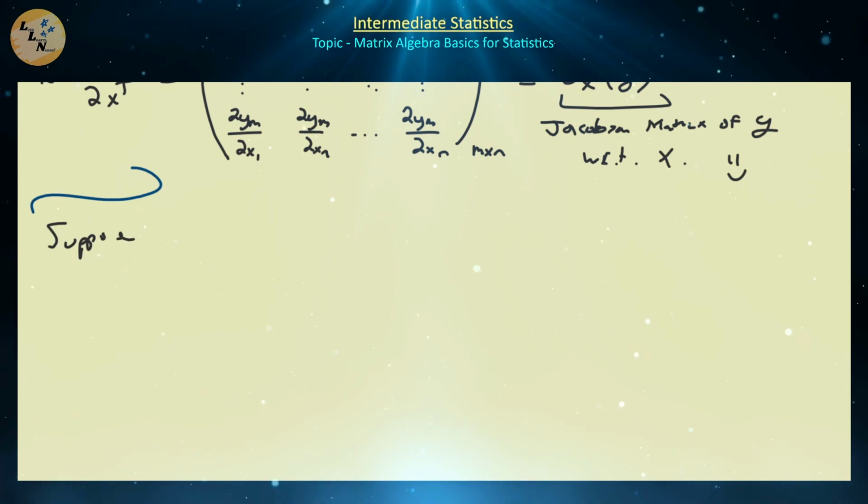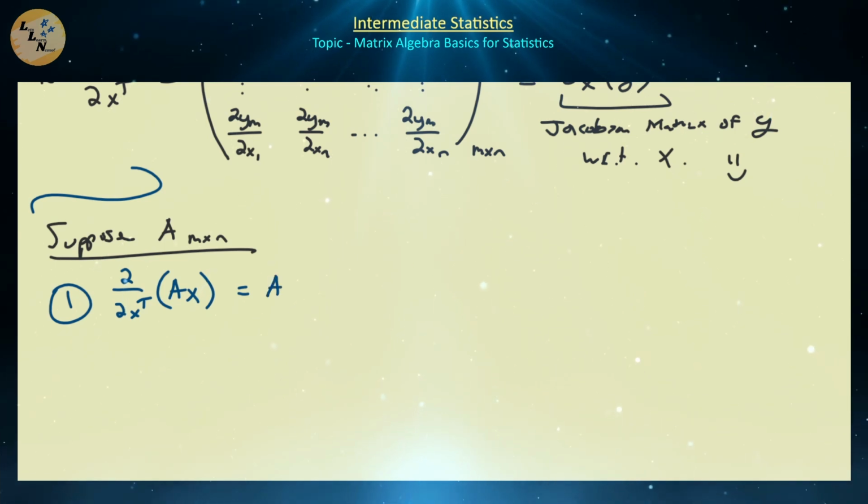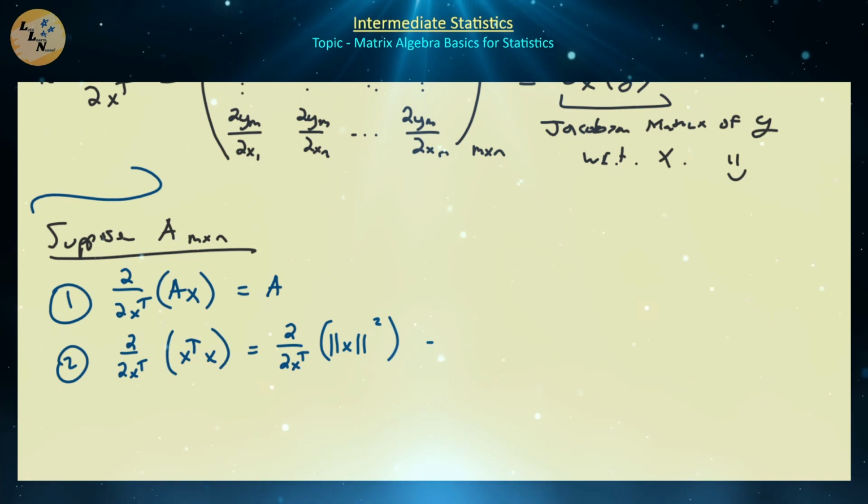So let's suppose that A is an m by n matrix. All right, so the first basic derivative rule: the partial derivative with respect to x transpose, that's always the nicer representation, of Ax. You probably can guess what this is going to be. That's going to be equal to the coefficient matrix A. The partial derivative with respect to x transpose of x transpose x, that's almost like x squared if you think about it. Keep in mind that's also the same thing as the partial derivative with respect to x transpose of the norm of x squared. And that's going to be equal to just 2 times the vector x.